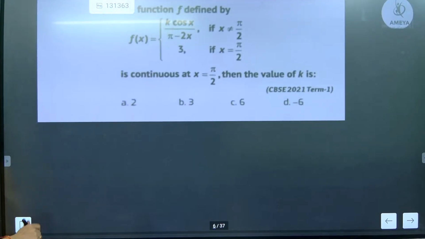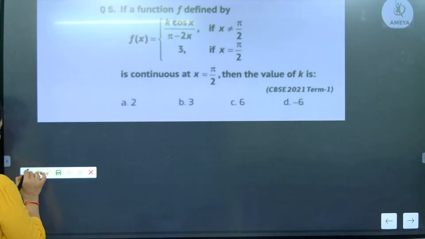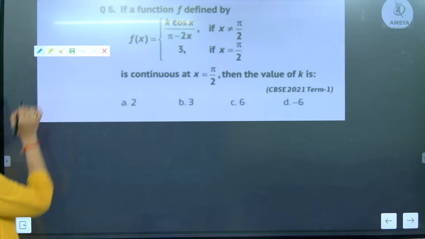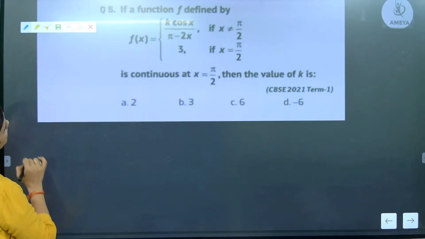Ready? Now you versus me. Let's see who solves the question first. 1, 2, 3, start. Till now I am selecting color. Yeah. You write the question, I am selecting color. I am merging everything. I am writing here.